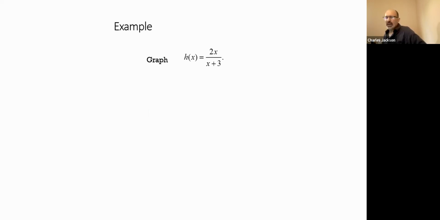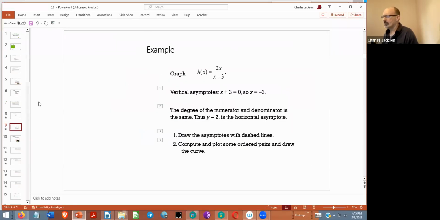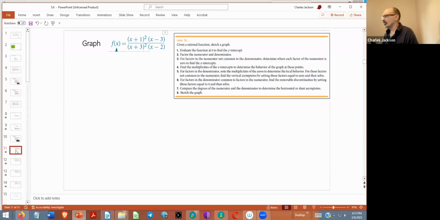Okay, so let's graph a rational function. Here's a rational function. It's a ratio of two polynomials. Actually, that's not the one I wanted to do. This is the one I wanted to do. Okay. So now let's go through these 8 things and see how they work.